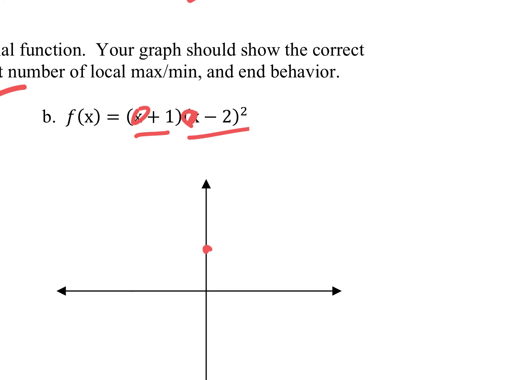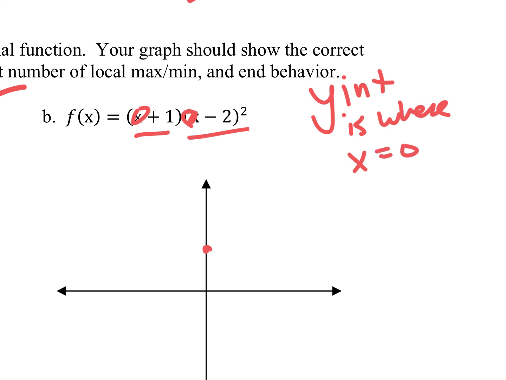So I'm going to write it down because I know some of you will write it down if I do. And if you don't know how to find the y-intercept, there goes another couple questions.